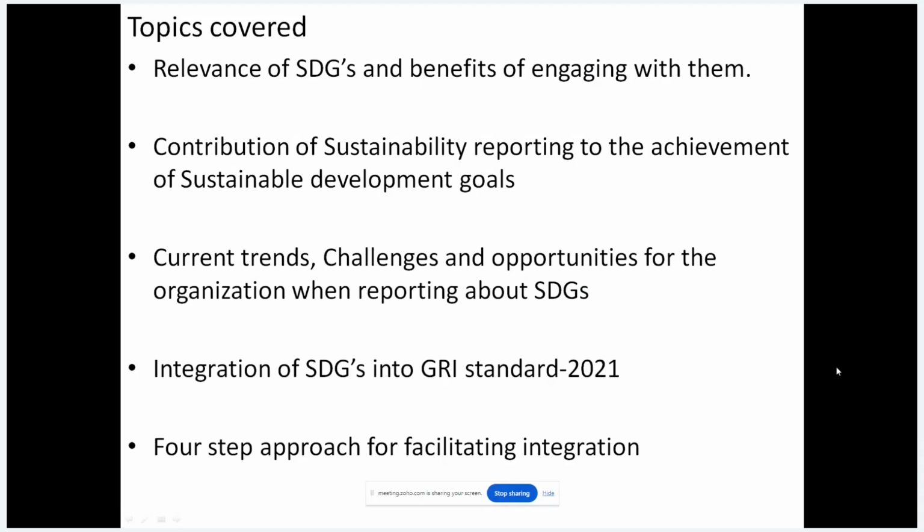Goals, right? So current trends, challenges, and opportunities for the organization when reporting about SDGs. So integration of SDGs into GRI Standards 2021, that is the latest updated version of GRI, and a four-step approach for facilitating integration. How the integration of SDGs in sustainability report can be facilitated.